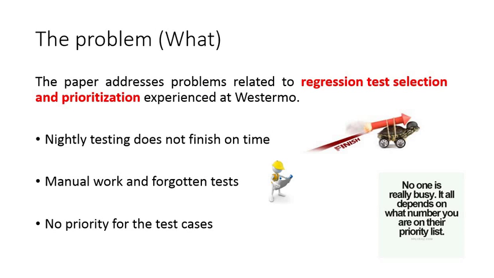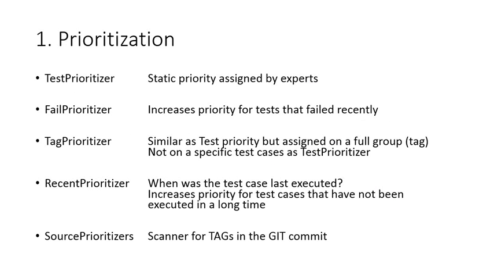The paper I read was about this problem of selecting the test cases, and the problem that they faced was that their regression test suite didn't finish during the nightly tests. There was a lot of manual work needed, and they also forgot to restore test cases if they had previously been removed from the test suite due to, for example, a lack of functionality or faulty functions. They also had no priorities on their test cases, so every test case was treated with the same priority.